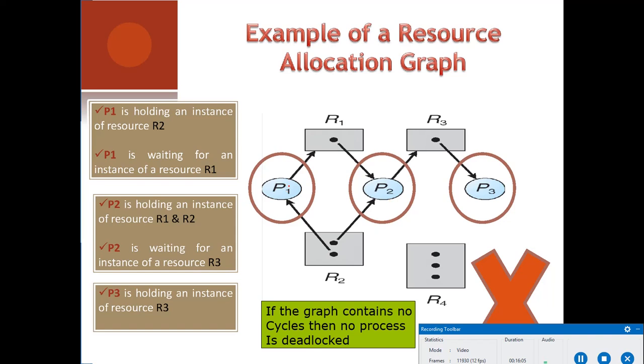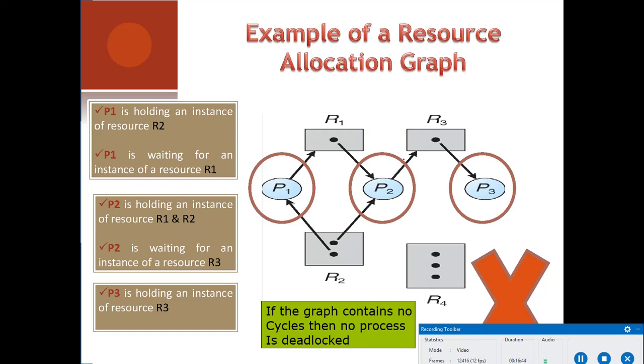P1 to R1, that means process P1 is requesting for a resource R1 and an instance of a resource R2 is given to process P1. Then coming over here, resource R1 is given to process P2 and resource R2 is also given to process P2. Process P2 is requesting for an instance of a resource R3. Resource R3 is given to process P3. Resource R4 is not at all used. So this is how we can understand the graph.